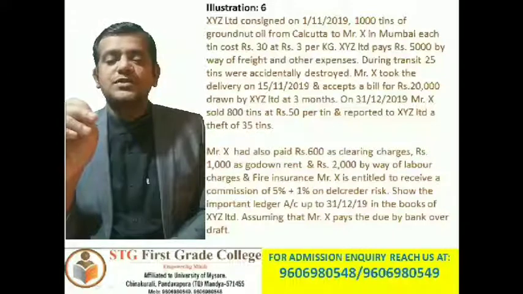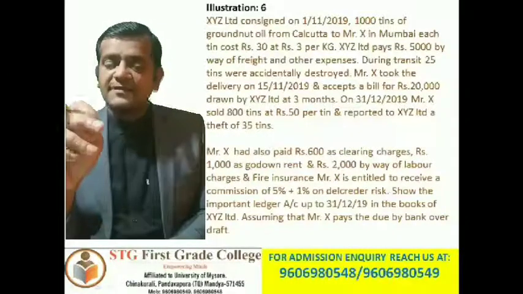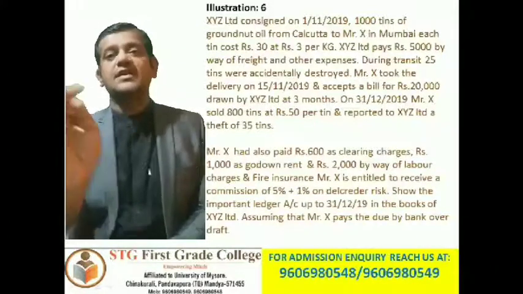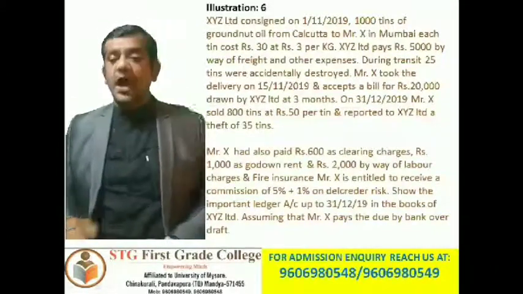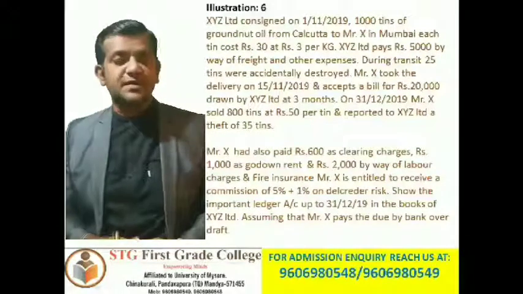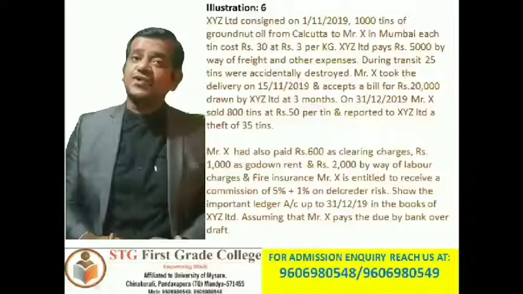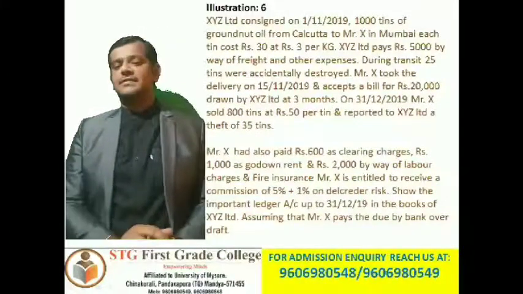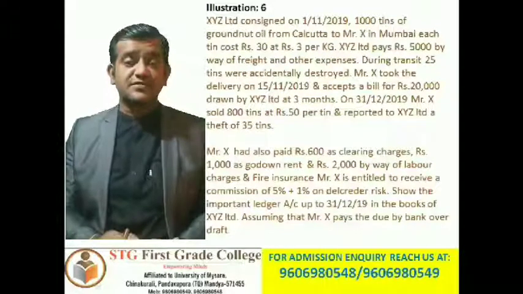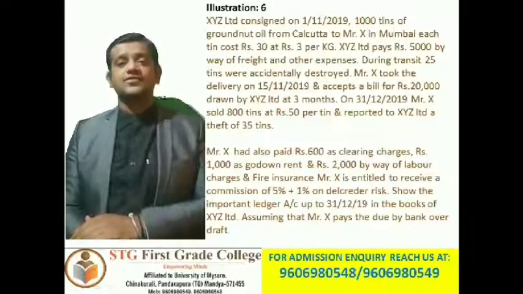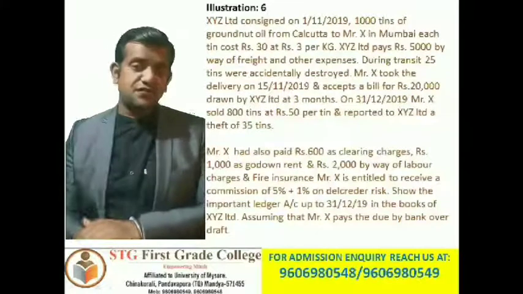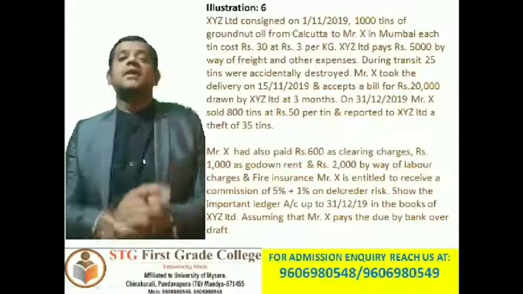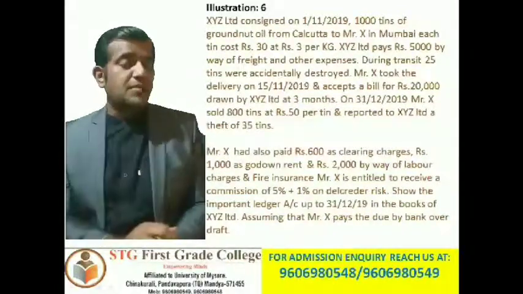On 31/12/2019, Mr. X sold 800 tins. So he has given sales. So 800 tins have been sold at rupees 50 per tin. And he reported to XYZ Limited a theft of 35 tins. So somebody has stolen 35 tins of oil, and that also has been reported. So this is the first paragraph of the problem that has been given.